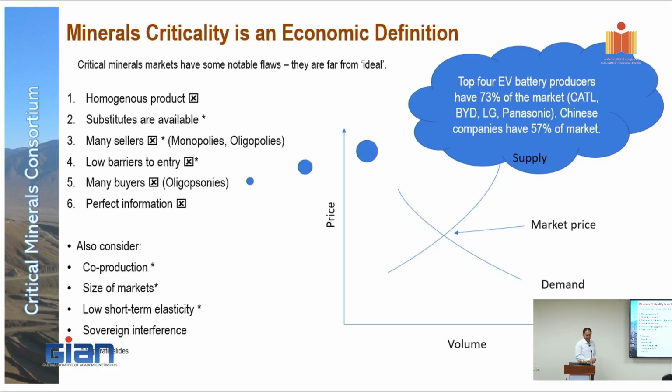The top 4 EV battery producers have 73% of the market. What are the top 4? CATL, which is a Chinese company. BYD is again a Chinese company. LG is Korean. Panasonic is Japanese. Chinese companies have about 57% of the market. So surely it's not a monopoly, but it's an oligopoly. You know these terms, right?